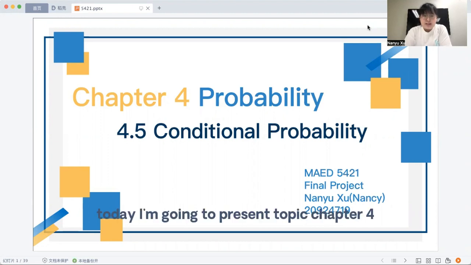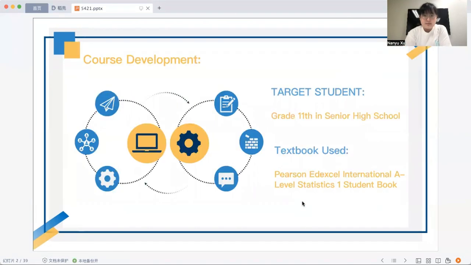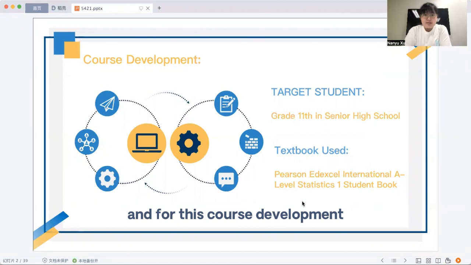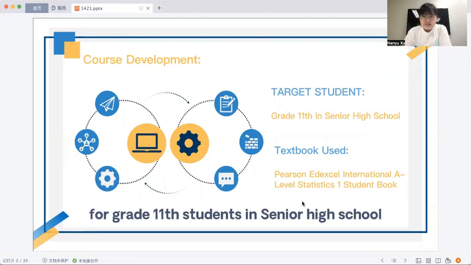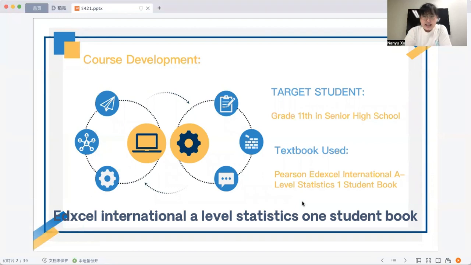Today I'm going to present chapter 4, probability, 4.5, conditional probability. For this course development, my target students are grade 11 students starting high school. The textbook we are going to use is the Pearson Edexcel International A-Level Statistics 1 student book.